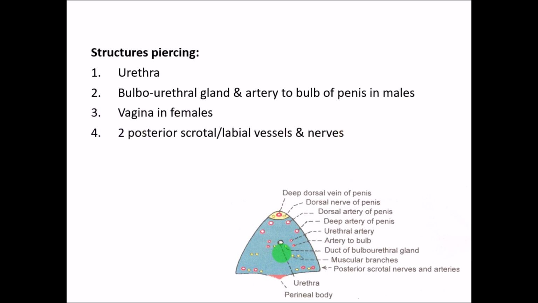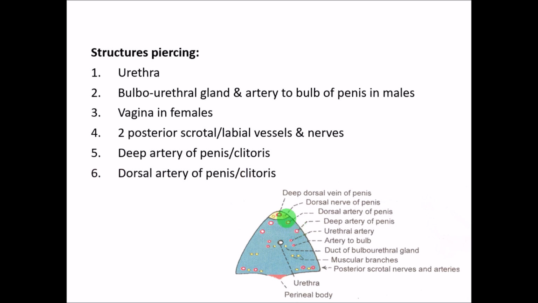Then we have the posterior scrotal vessels as well as nerves. We saw, okay, the posterior scrotal nerves and vessels. Okay, the artery, vein as well as the nerves will be there. Then we have the deep artery of the penis in case of male, and in case of female it will be the deep artery of the clitoris. This is the deep artery of the clitoris.